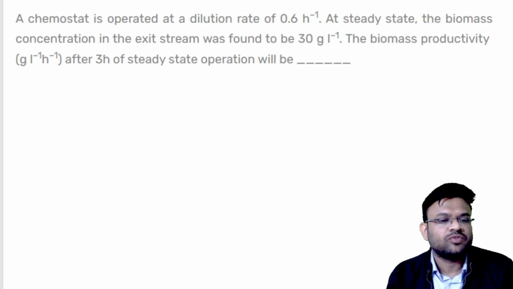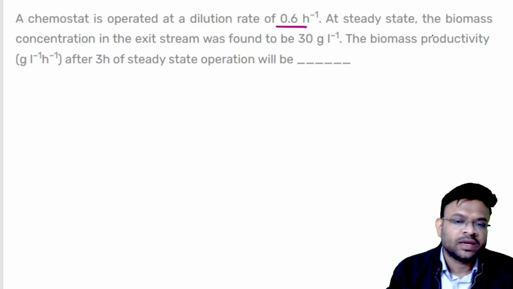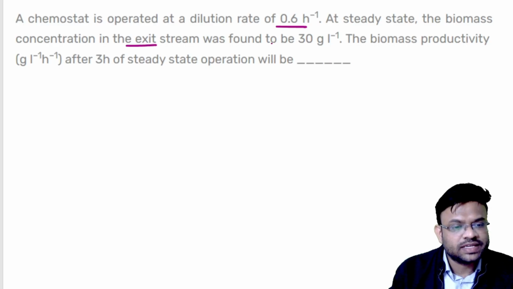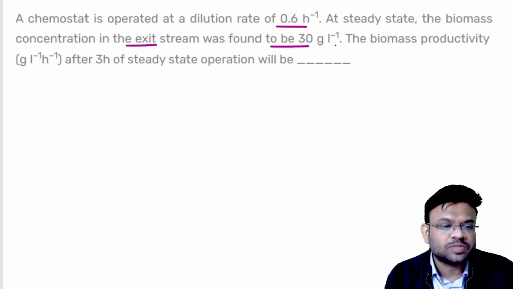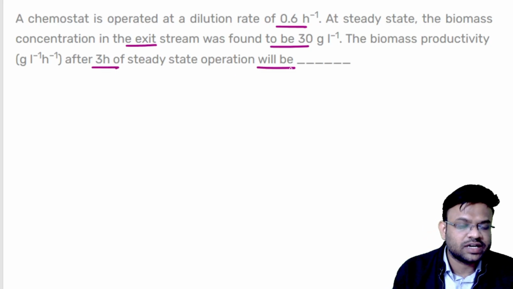Now let us move on to the next question, and the next question is basically on the chemostat. A chemostat is operated at a dilution rate of 0.6 per hour at steady state. At steady state, the biomass concentration in the exit stream was found to be 30 gram per liter. The biomass productivity in gram per liter after 3 hours of steady state operation will be.